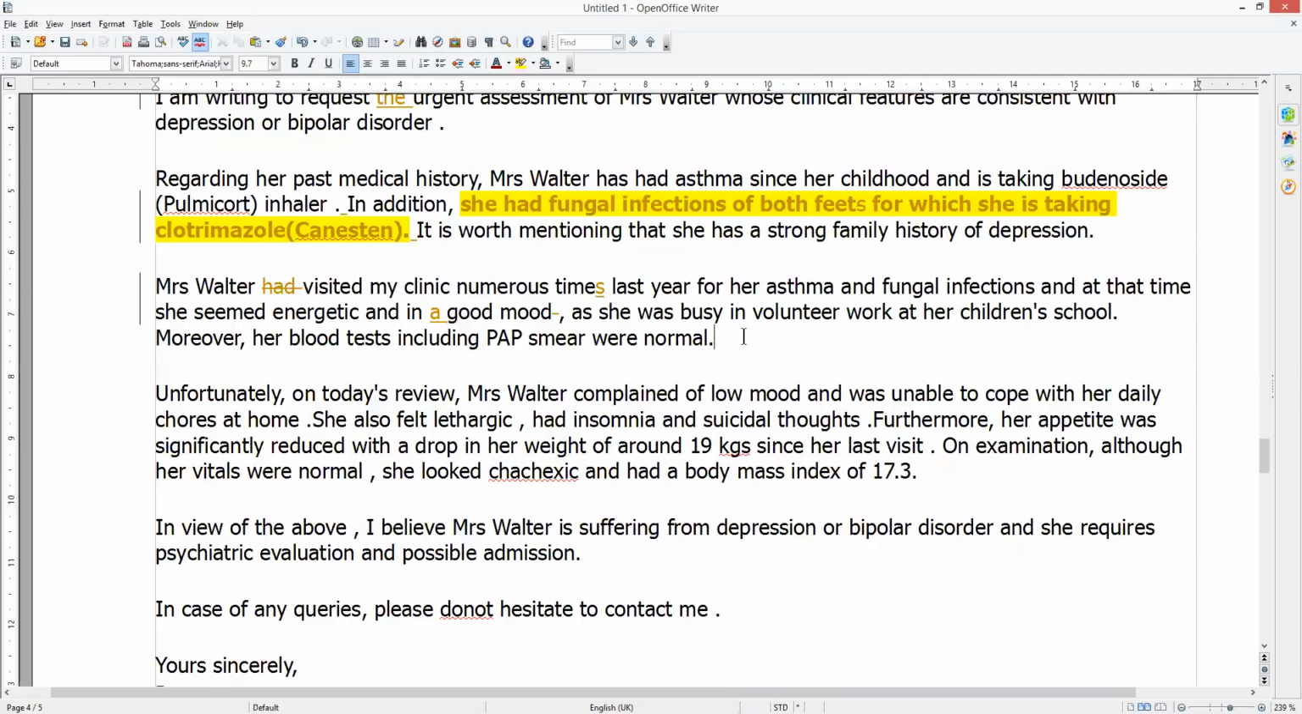Right, how does this sentence join in? Connect. So you've got a medical story for asthma, fungal infections. Oh, and she was in a good mood at the kids' school, and by the way, her blood tests were normal. Shouldn't this be part of this? So asthma and fungal infections, her blood tests, including pap smear, were normal. You know what I mean? So try and put related information together. Not medical, social, medical. Try and put medical, social.